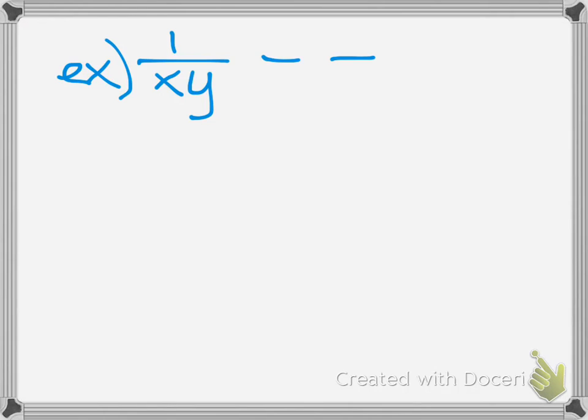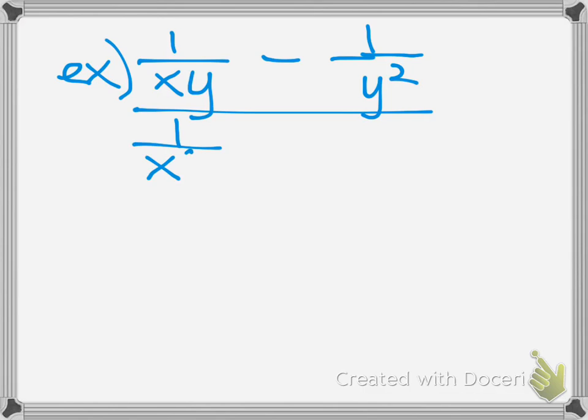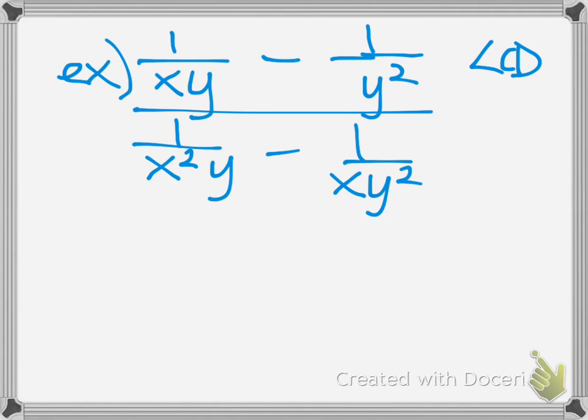Okay, sometimes the problems are a little bit more complex. For example, we have 1 over xy minus 1 over y squared all over 1 over x squared y minus 1 over xy squared. In this case, our LCD is more complicated. We need at least an x squared and at least a y squared, so that makes our LCD x squared y squared.